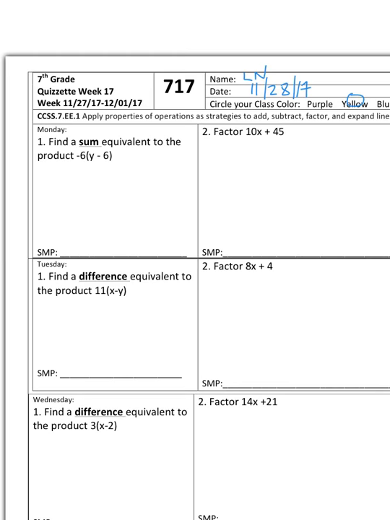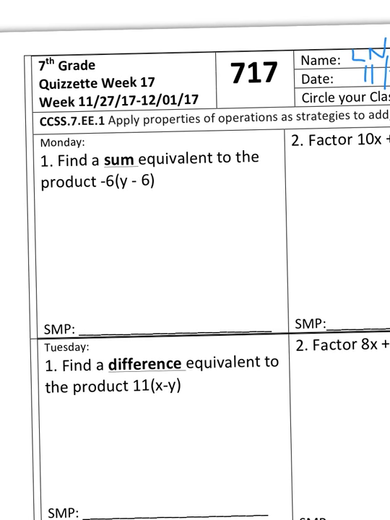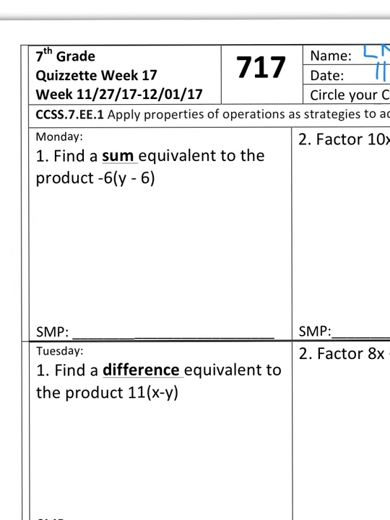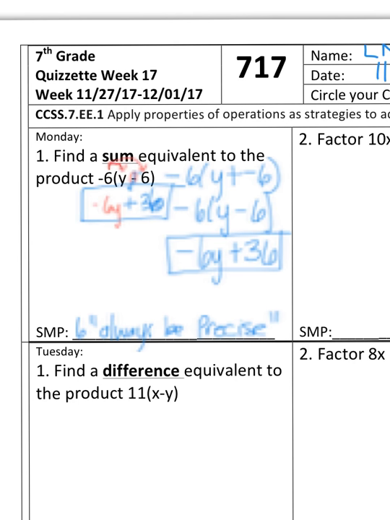It says, find a sum equivalent to the product -6, the quantity of y minus 6. So we're going to use the distributive property here, and we're going to draw our arrows. I want to see the arrows every single time you see parentheses with a number or a term outside of it. All right, -6 times y is -6y.